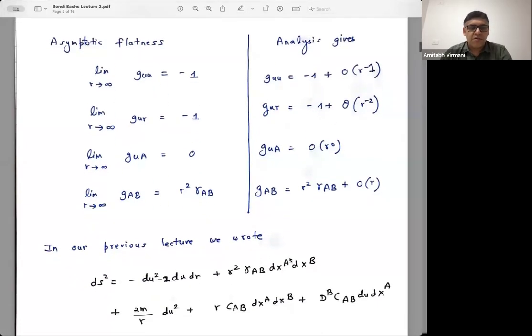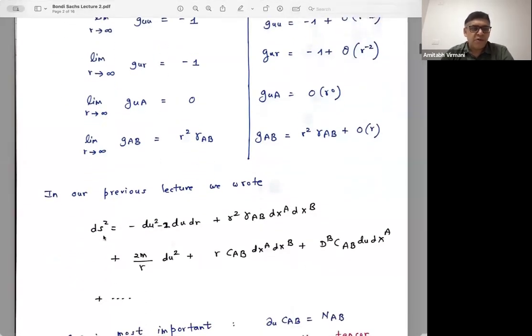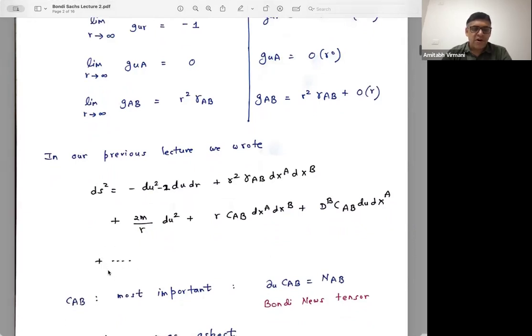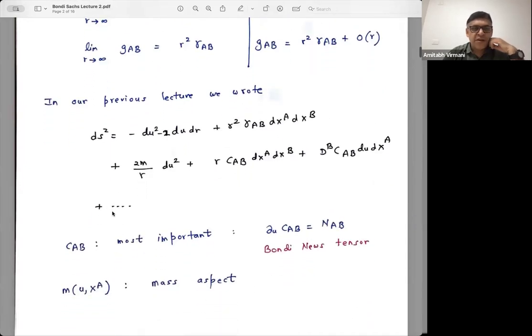Okay, so now this is what I wrote in the previous lecture. In our previous lecture, we wrote that the Minkowski metric is this, and then in Bondi gauge, these are the corrections to leading order. So there is 2m over r du squared, then r times CAB dxa dxb, and then this cross term, the GUA term. This comes because of the equation of motion analysis. You don't have a choice, because if you want CAB to be non-zero, then this must also be non-zero: the divergence of CAB du dxa. Okay, and today's lecture will be about the dots. We are discussing the subleading terms in the expansion.